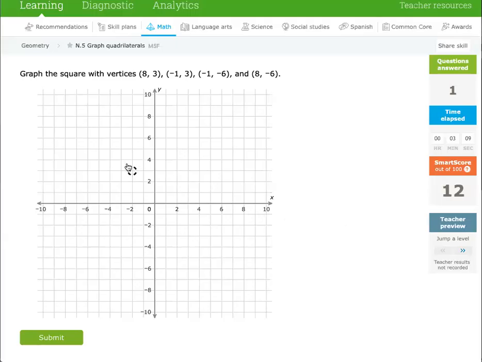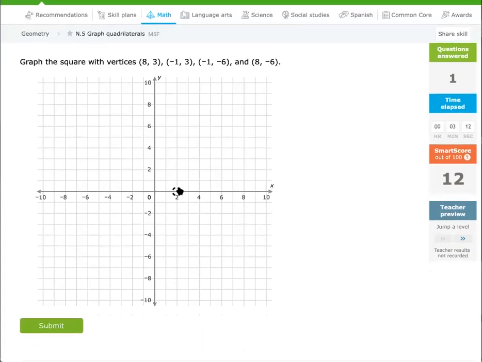All right, next one they give us, and you can just follow my cursor. Graph the square of the vertices, as I said, to the right. So the first one is going to be over 8, up 3. So you can put a point right there. And then this actually just drags my graph and creates the lines here.